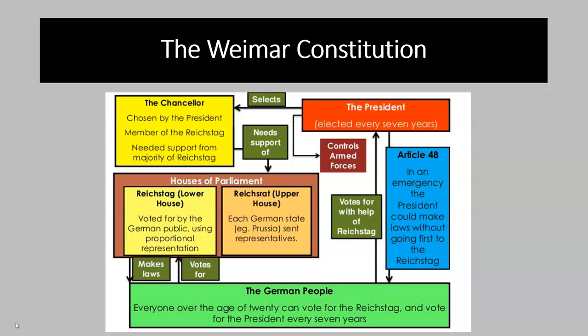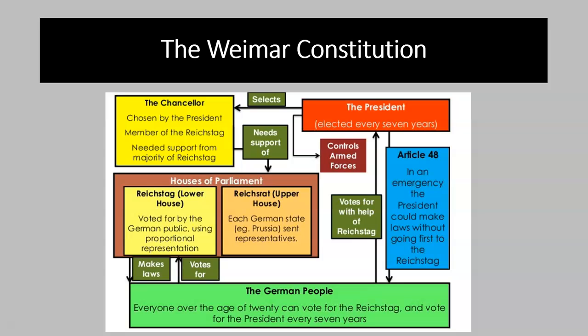The Reichstag was probably the most democratic part of the constitution, and fittingly, it was the more powerful house of the German parliament. For example, it had control over taxation. The Reichsrat could delay any new laws passed by the Reichstag, but the Reichstag could then overrule the Reichsrat if it had a 2/3 majority.